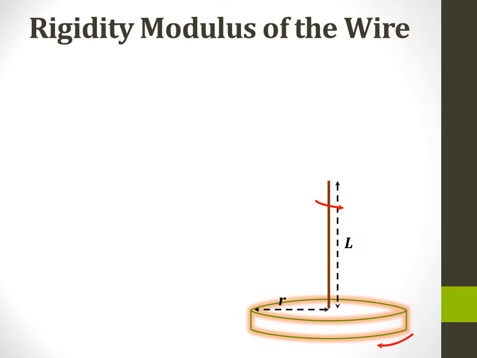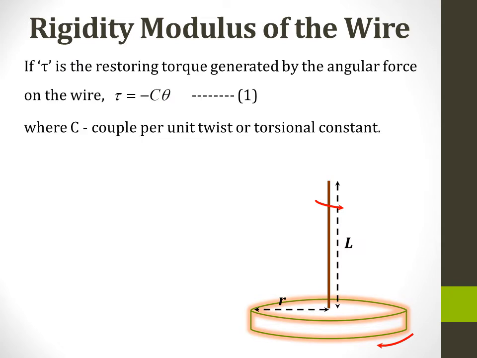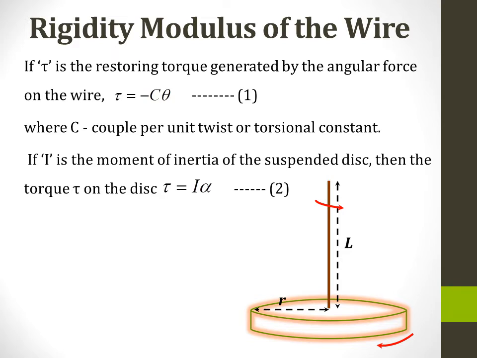We find out the respective torques acting on the disc as well as on the wire, and we equate them. If τ is the restoring torque generated by the angular force on the wire, τ is equal to minus Cθ. Minus because it is acting in a direction opposite to that of the torque acting on the disc, where C is the couple per unit twist or torsional constant. If I is the moment of inertia of the suspended disc, then the torque acting on the disc, τ, is equal to Iα, where α is the angular acceleration.